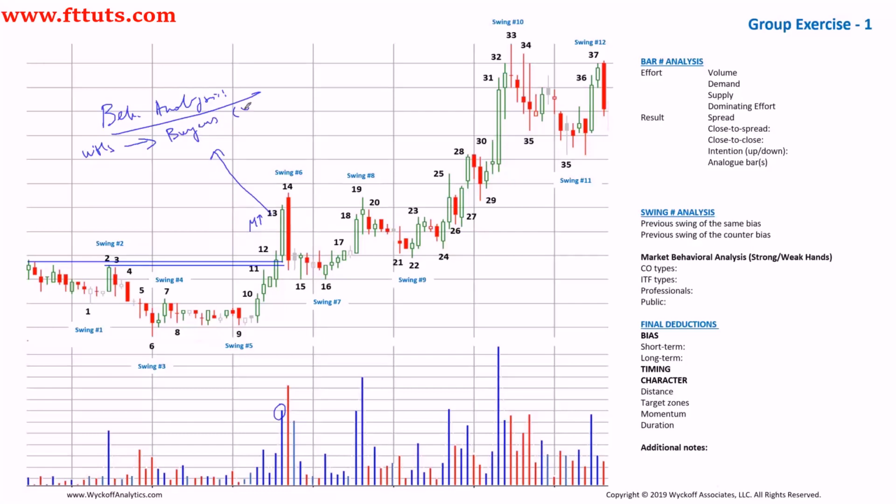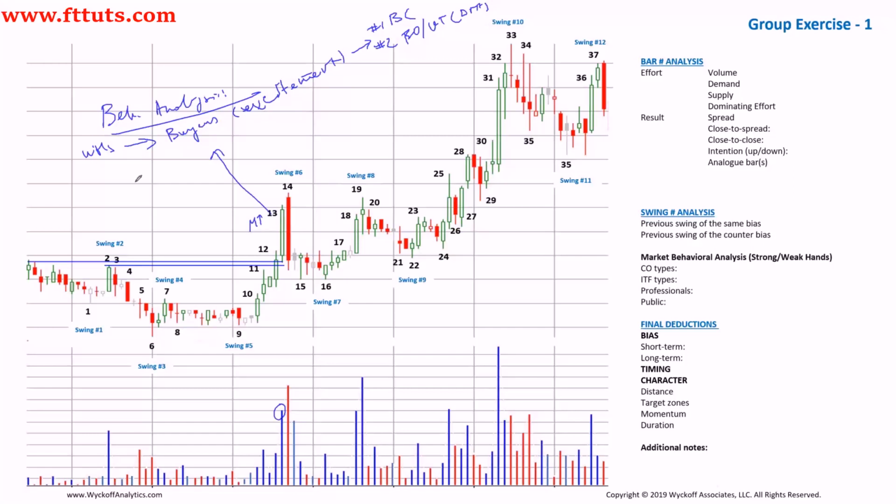Okay. And they are excited. By the way, excitement for weak hands happens at which two points? At the buying climax? Absolutely, that is number one. And then the second one, at the breakout. Yes, at the breakout, or at the upthrust in the distribution. Okay, great. Perfect. 12 for 12.